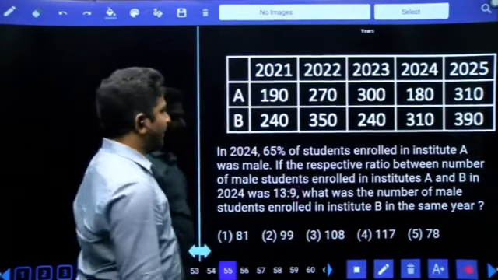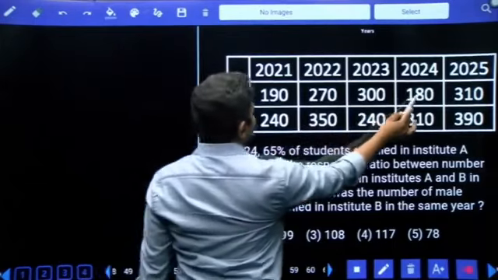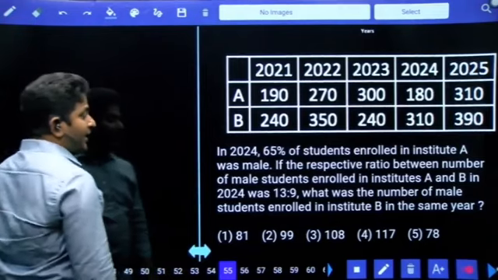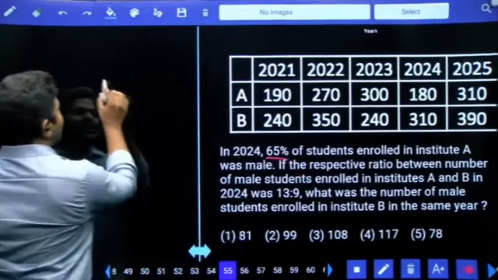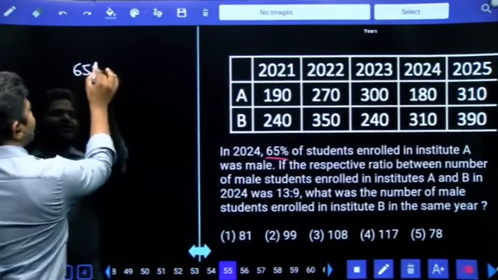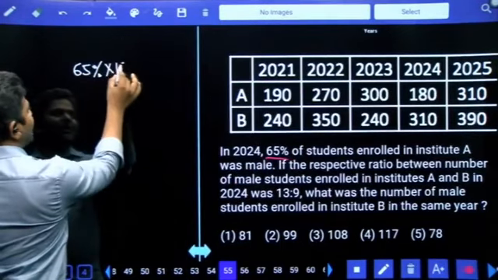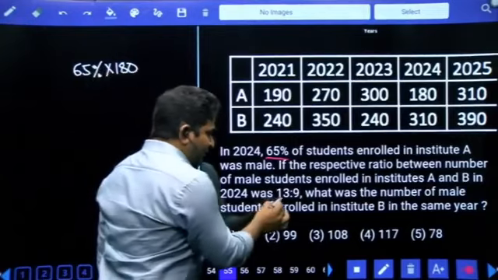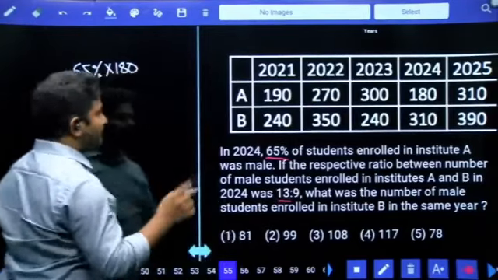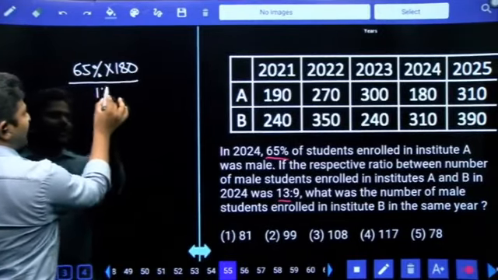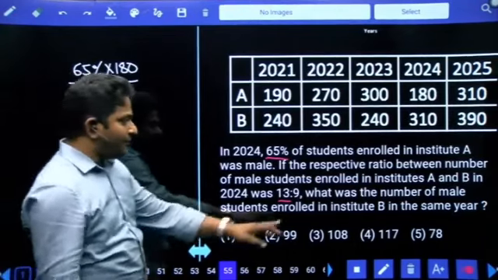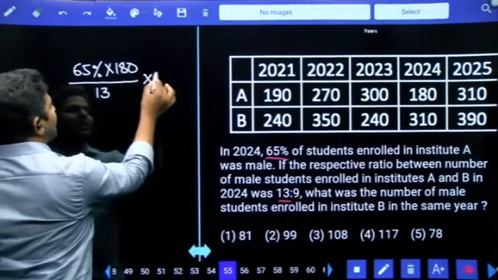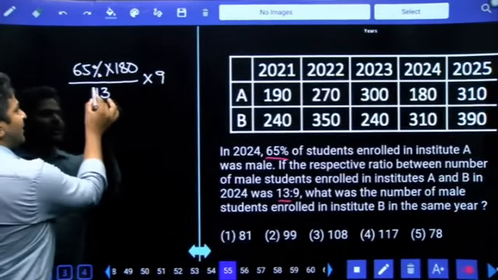Now let's start it. In 2024, in Institute A, in total we have 180 people. Out of 180, 65% they are saying. Let me write 65% of 180. This many number of males are there, which is equal to 13 parts. Then 1 part is equal to that divided by 13. But males in Institute B are 9 parts. So 1 part multiplied by 9 will give you the answer.